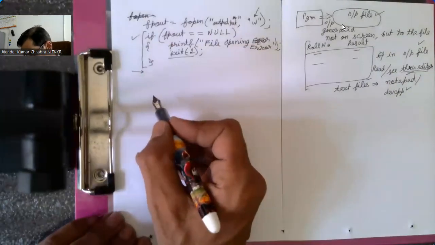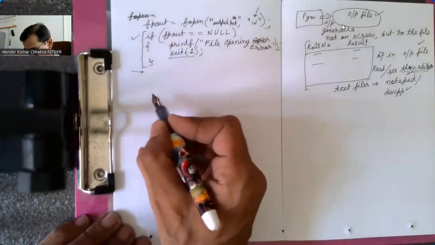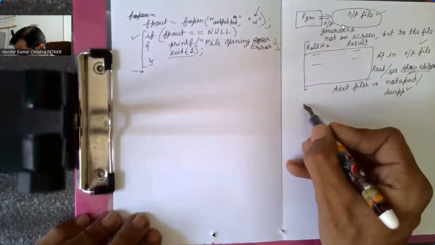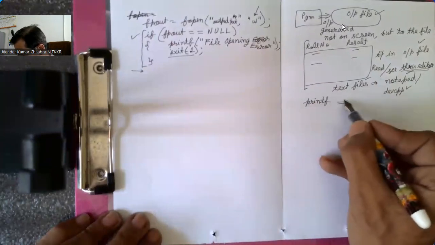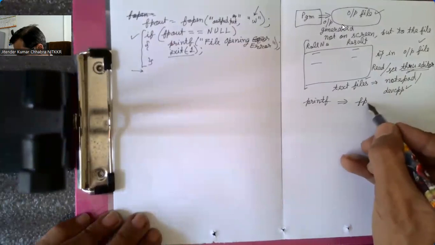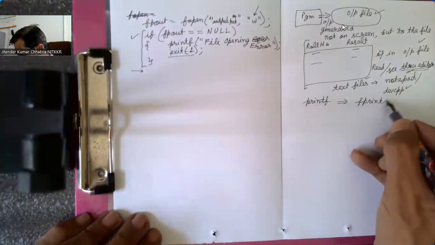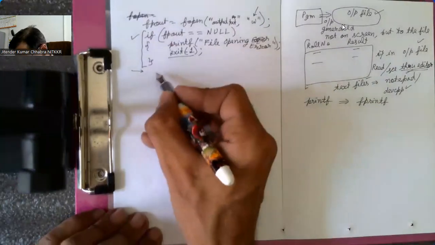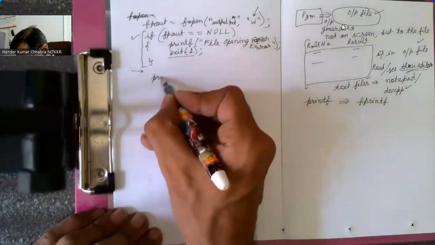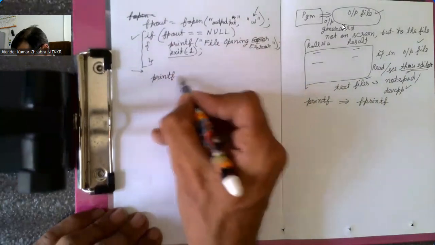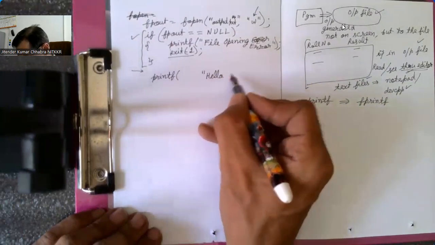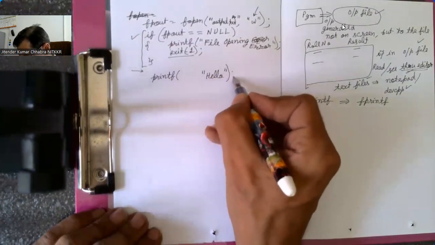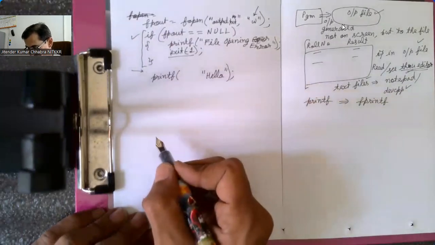fpout done. Now I have to write something into the file. So earlier for writing on a screen, you used printf. Now instead of printf, you will use fprintf. That's it. And fprintf is the same as printf. Earlier you used to write printf, let's say, for example, hello. You used to write printf like this.